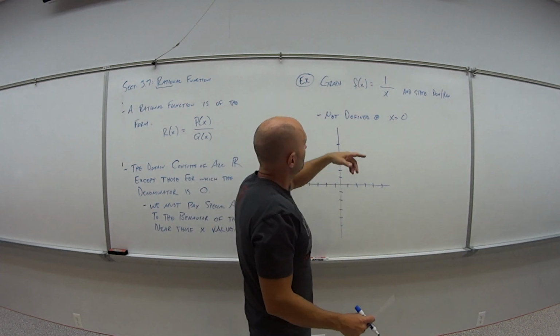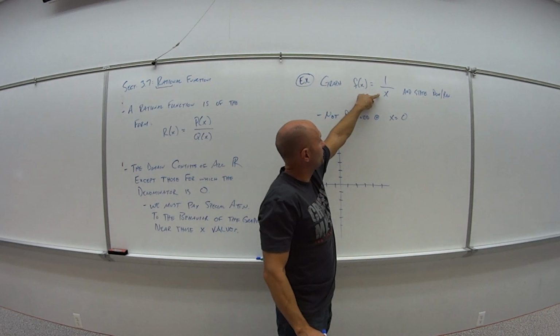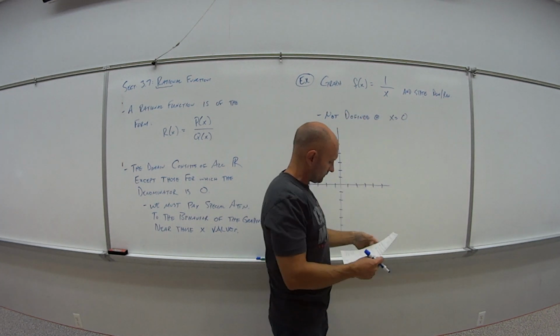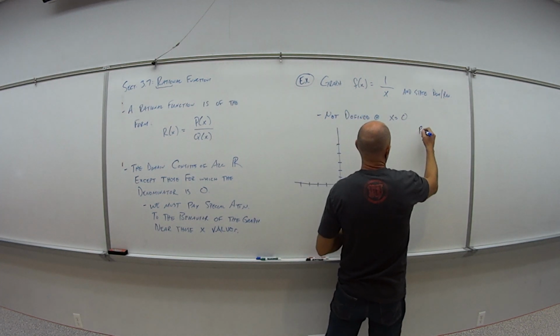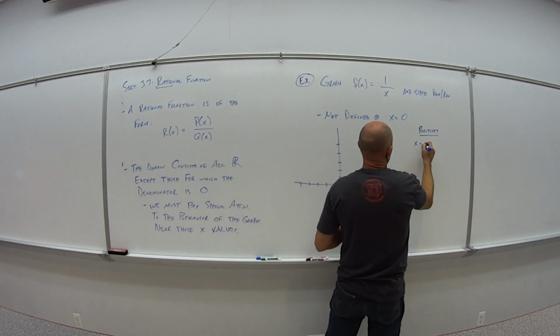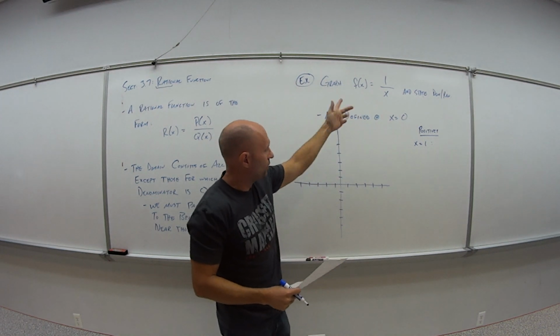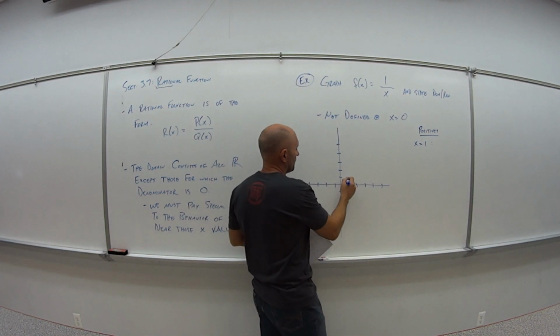What about if x is equal to positive 1? Well, if x is positive 1, so let me make a little table here. So for my positive values of x, when x is 1, the whole function is what? 1 over 1, which is 1. So I have a point here.